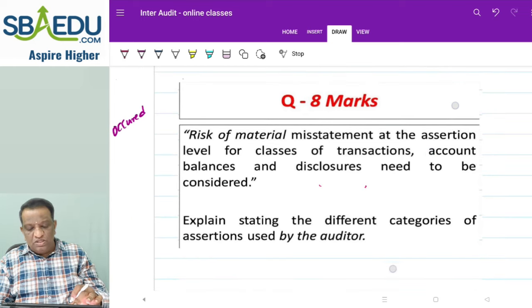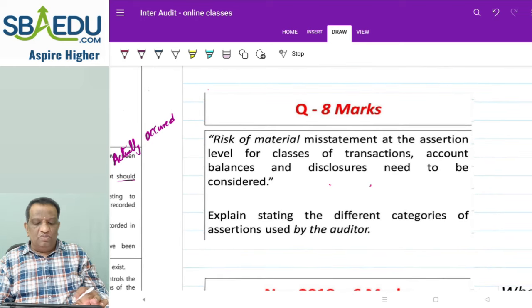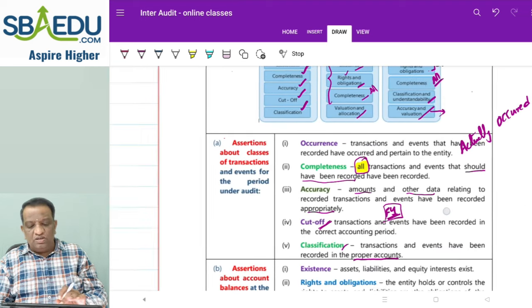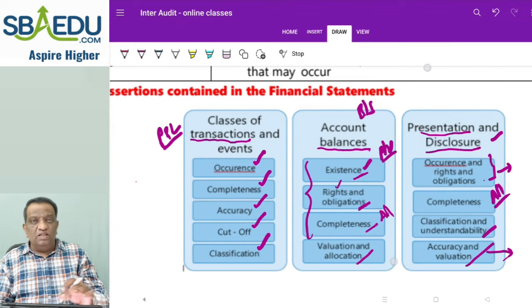And sometimes you may get an elaborate question, an 8 marks question. Let's say they say explain risk of material misstatement at the assertion level. Either it can be at the transactions, or at the account balances, or at the disclosures. Now he is asking, explain stating different categories of assertions which are used by the auditor. Then you are supposed to talk about this table. These are the assertions, and explain one meaning of each.